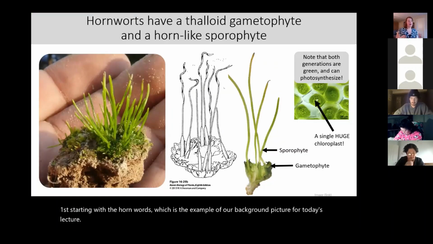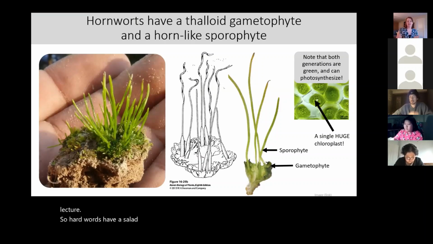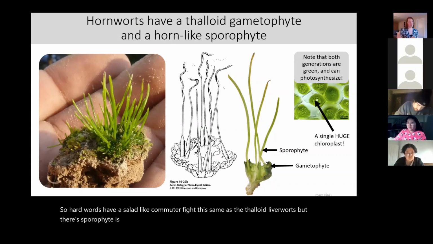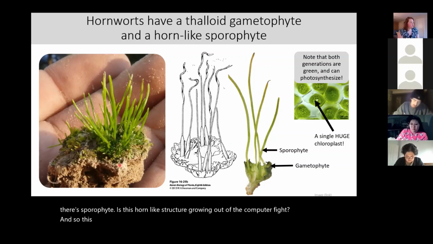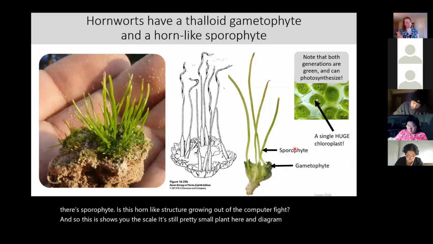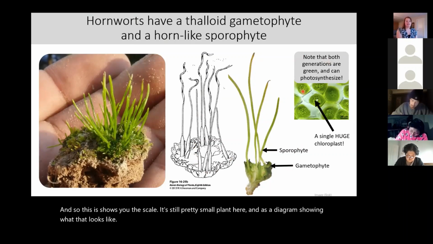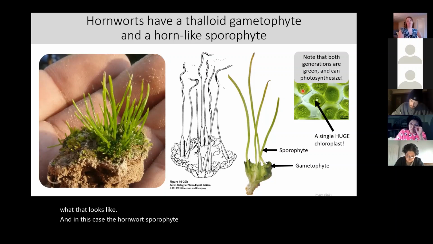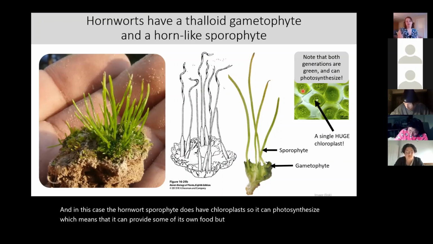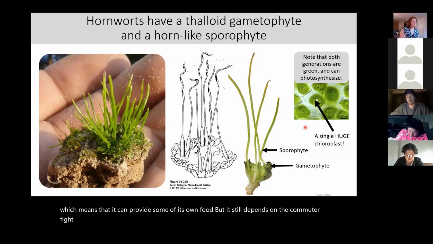So hornworts have a thalloid-like gametophyte, the same as the thalloid liverworts, but their sporophyte is this horn-like structure growing out of the gametophyte. And this shows you the scale. It's still a pretty small plant here, and a diagram showing what that looks like. In this case, the hornwort sporophyte does have chloroplasts, so it can photosynthesize, which means that it can provide some of its own food, but it still depends on the gametophyte for resources as well.